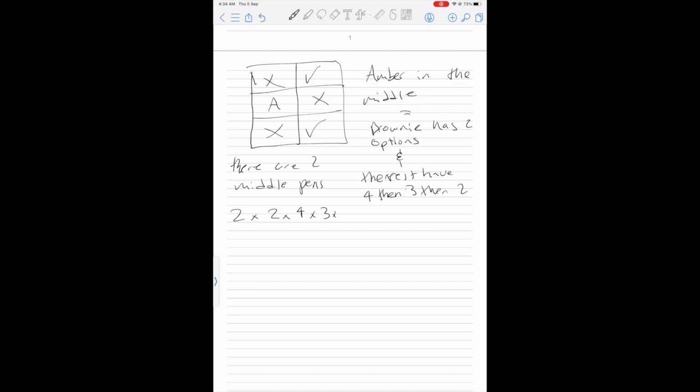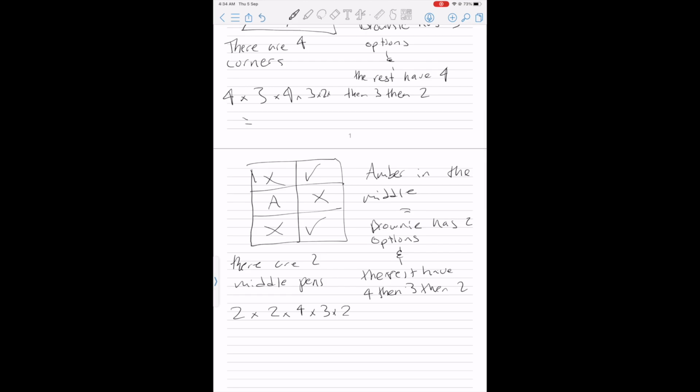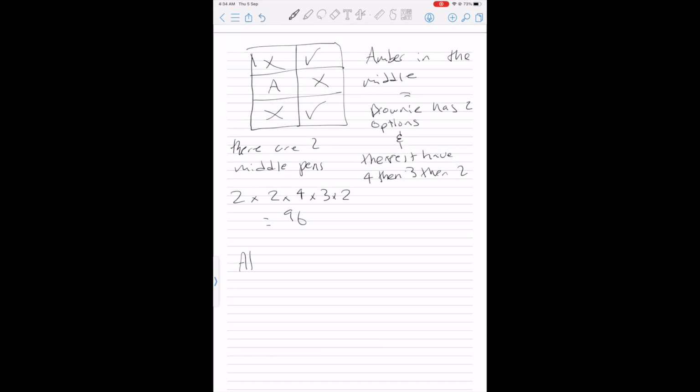And then you have to remember that there are 4 corners, so you will multiply the possibility of Amber and Brownie as placement and the other sheep when Amber is in a corner by 4, and then the possibilities when Amber is in the middle by 2, because there are 2 middle spaces, and then just add them up.